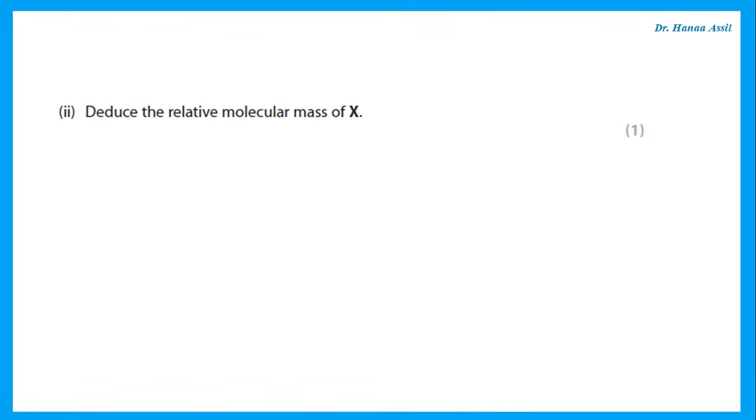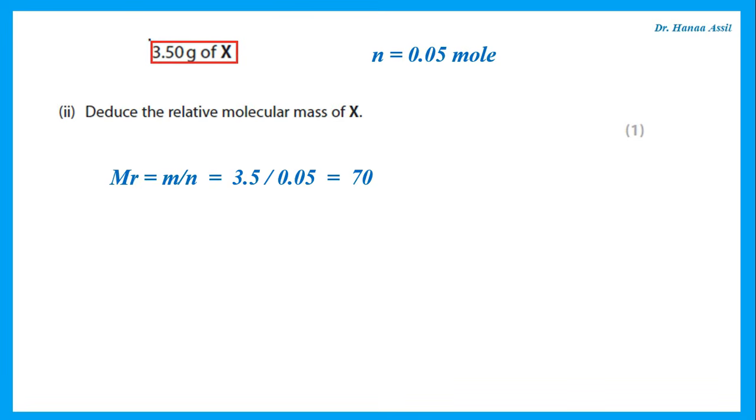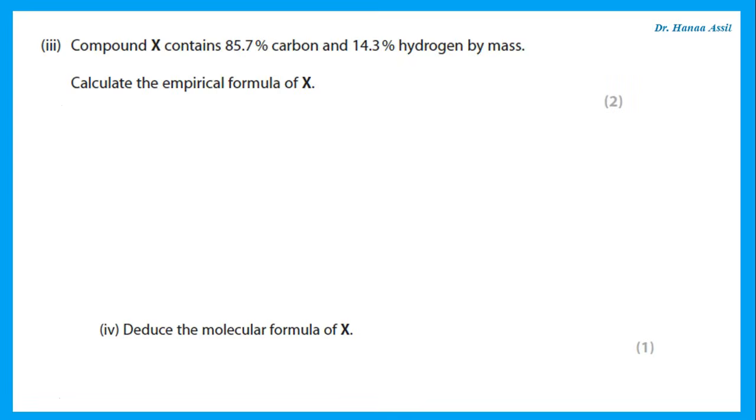Deduce the relative molecular mass of X. Well, what have we been told about X? We have this mass of X and we got the number of moles, 0.05. I can use that to get the MR. The MR is mass over number of moles, and we have that. So the MR of X comes out to be 70. Then we're given information about the percentage carbon and percentage hydrogen in X.